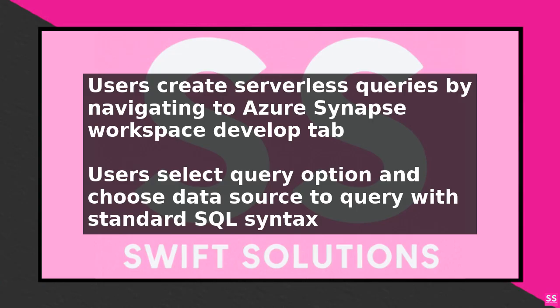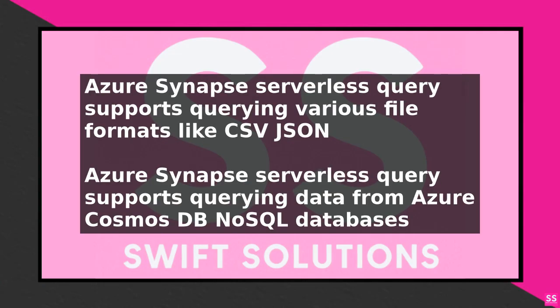Step 3: Querying data. Azure Synapse Serverless Query supports querying data from various file formats such as CSV, JSON, and Parquet. Users can also query data from Azure Cosmos DB and other NoSQL databases. The query editor provides features such as auto-complete and syntax highlighting to make it easier to write and execute queries.